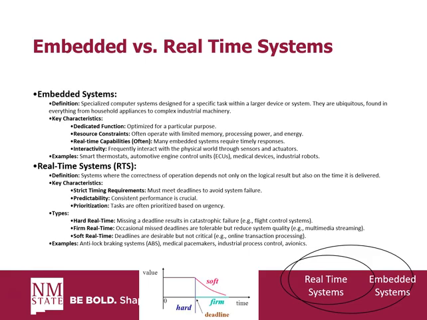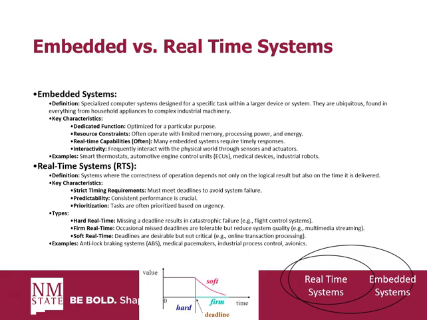They have some characteristics like dedicated function. They are optimized for a particular purpose. Resource constraints. They often operate within limited memory, processing power, and energy. Real-time capabilities. Many require timely responses, but not all. Interactivity. They frequently interact with the physical world through sensors and actuators. Examples include smart thermostats, car engine control units, medical devices, and industrial robots.